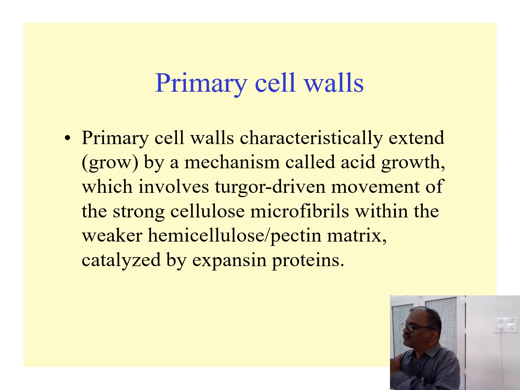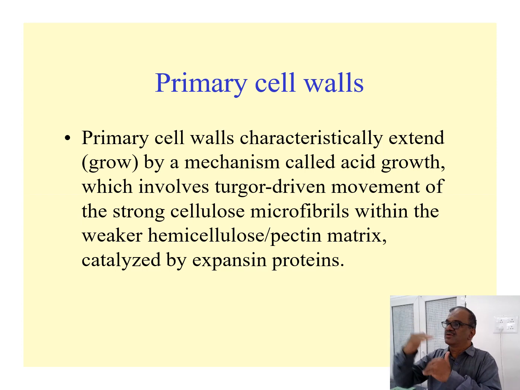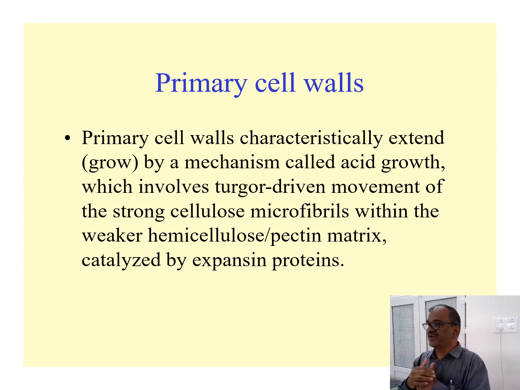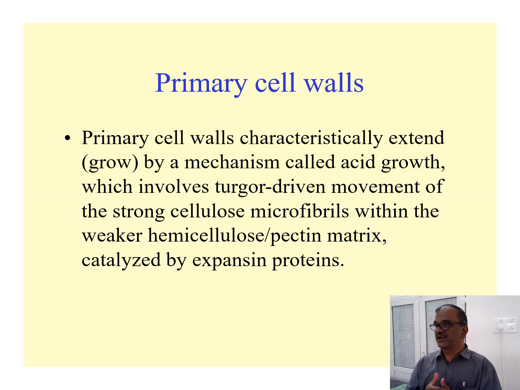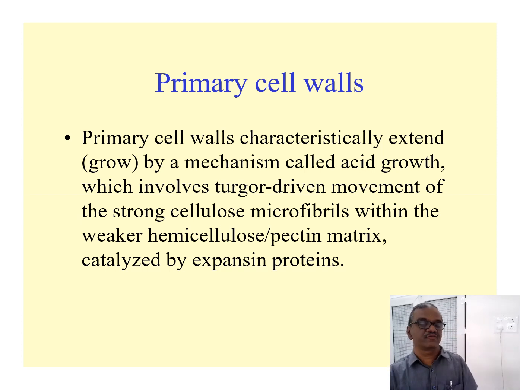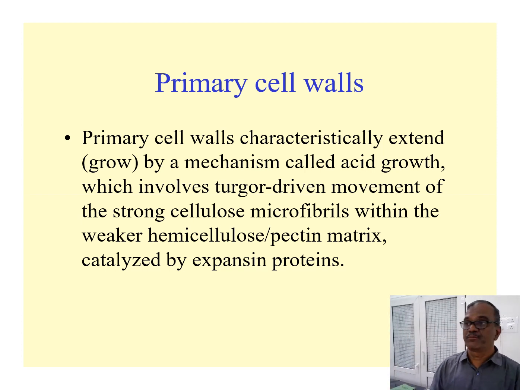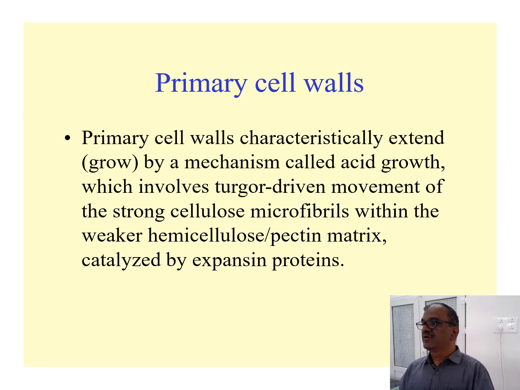Okay, here it has to be making the growth. How does the hydrolysis occur? Acid hydrolysis occurs. So we call it turgor driven, involving cellulose microfibrils. The stronger component is cellulose microfibrils, whereas the weaker ones are hemicellulose and the pectic polysaccharides. They are catalyzed by an enzyme, a protein called expansin.